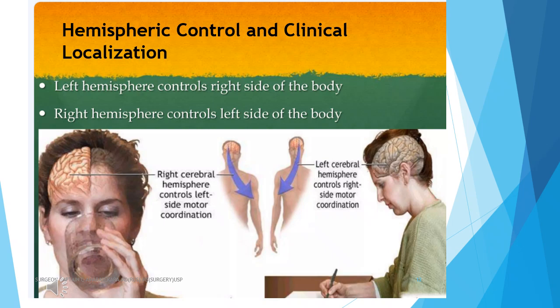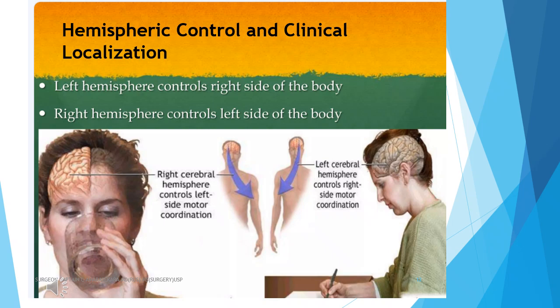So, the left cerebral hemisphere governs the right side of the body. The right cerebral hemisphere governs the left side of the body. Clinically, this is crucial. A stroke in the left motor cortex, specifically the precentral gyrus, will result in right-sided hemiparesis. If the lesion extends into Broca's area, the patient may also present with expressive aphasia.